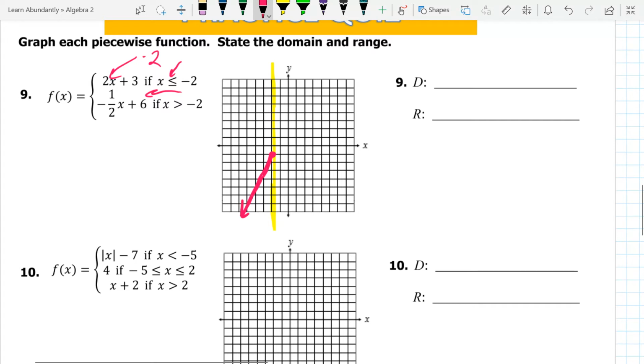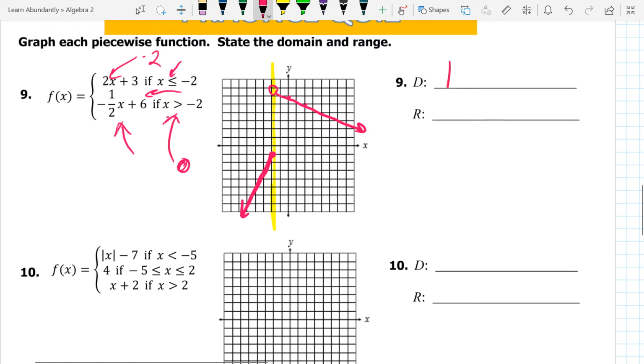Now, the next one, I'm going to still plug in -2, but this time, because I don't have an equal to there, it's going to be an open circle. And when I plug in -2, I get +1 plus 6 is 7. I'm going to count up to 7. 1, 2, 3, 4, 5, 6, 7. I'm going to put an open circle there. And then it's going down 1 over 2. All right, so eventually I'm actually going to hit that middle section because that one's going to keep going.